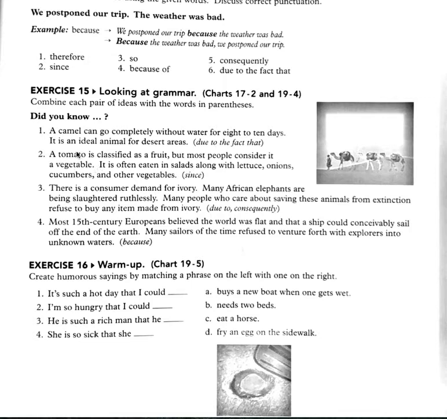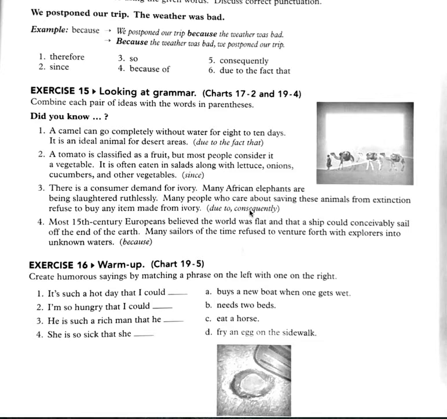Here. A tomato is classified as a fruit, but most people consider it a vegetable, since, lowercase I, it is often eaten in salads along with lettuce, onions, cucumbers, and other vegetables. Okay? Now number 3, we're going to use 2 words. Okay? Due to and consequently.